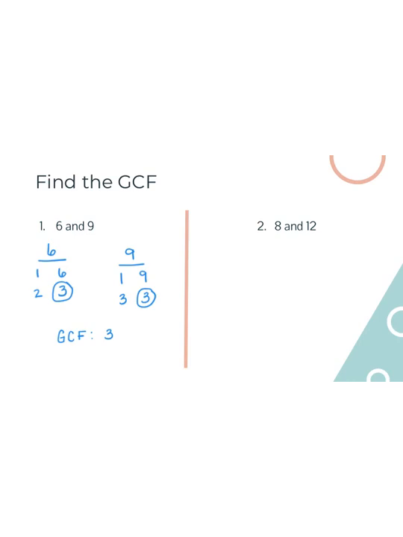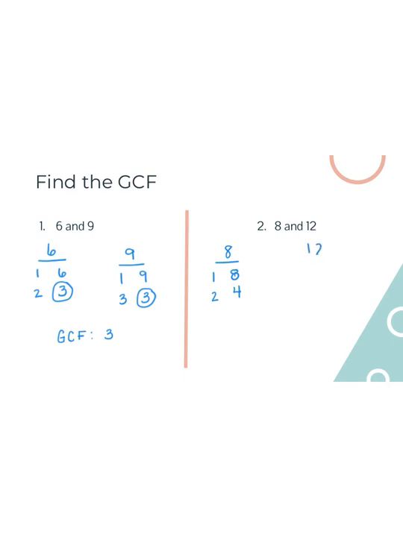Okay, let's do the same with 8 and 12. I'm going to find all my factors of 8. So I know 1 times 8 is 8. I know 2 times 4 is 8. 3 will not go into 8. So I'm going to skip that one. And then I'm back at 4. Well, I already have a 4, so I'm not going to repeat that. I'm just going to stop because I rounded the bend.